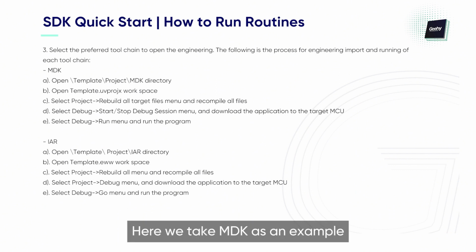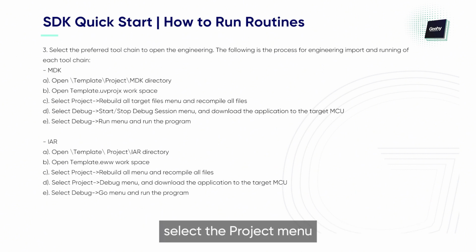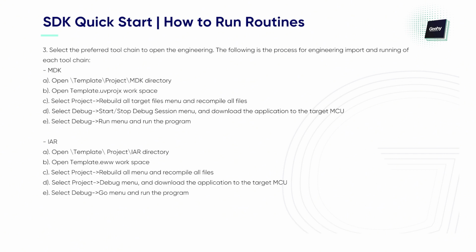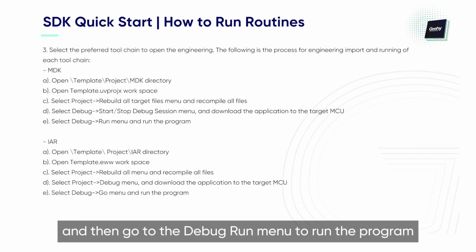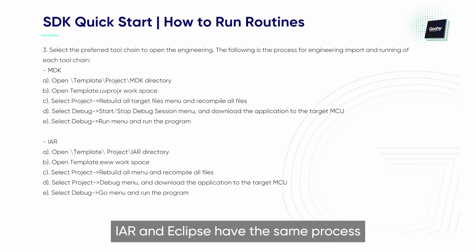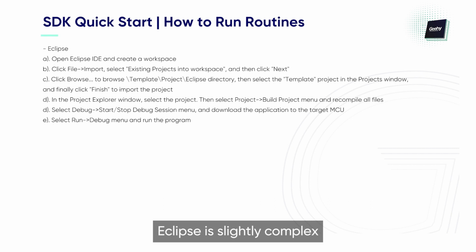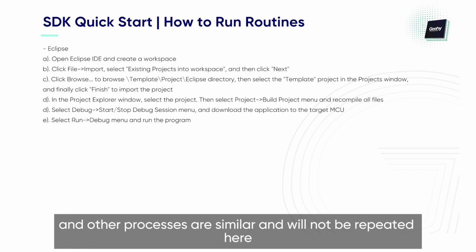Here we take MDK as an example. MDK needs to open the template in project ARMMDK directory, open its workspace, select the project menu, rebuild all target files menu, and recompile all files. Finally, select the Start-Stop Debug Session menu, download the application to the target MCU, and then go to the Debug Run menu to run the program. Then we can run the application routines in our SDK. IAR and Eclipse have the same process. Eclipse is slightly complex. It requires creating and importing the workspace first, and other processes are similar and will not be repeated here.